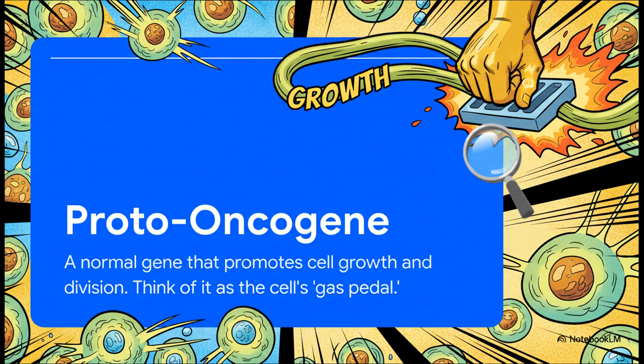Their job is to tell the cell, hey, time to grow and divide. They're absolutely essential for normal life. And that proto part is super important. It means this is the normal, good guy version of the gene.